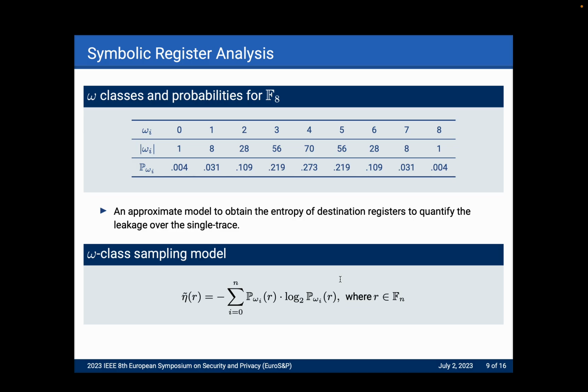It's an approximate model to obtain the entropy of destination registers and quantify the leakage over a single trace. Each Hamming weight class has its own probability, and they are not uniformly distributed. For instance, Hamming weight 4 over 8-bit width numbers contains 70 different values, whereas Hamming weight class 1 contains only 8 numbers.